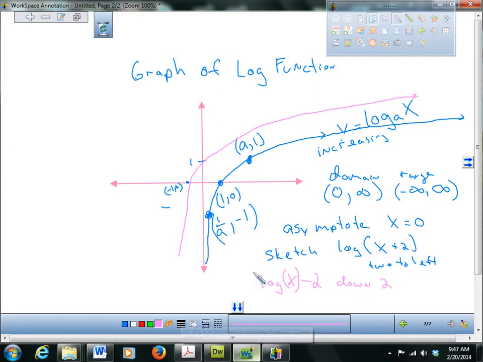And then you can put a number in front of it to shrink it. Or a negative sign. What would a negative sign do to it? A negative sign in front would flip it over the x-axis. Okay? And so on.